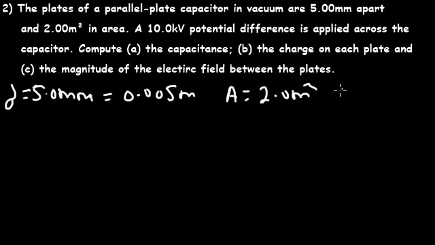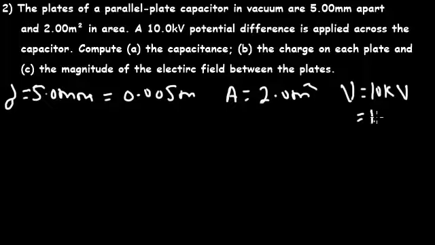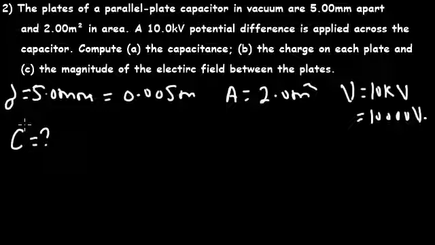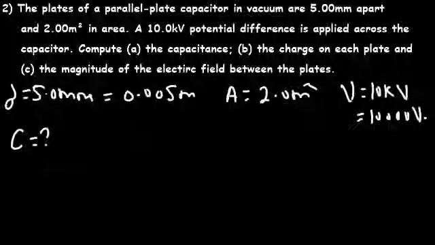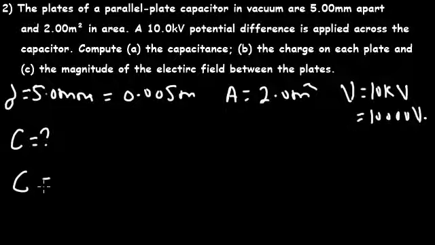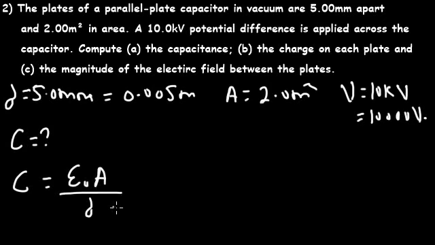2.00, 2.0, the same. We have the potential difference V to be 10 kilovolts. However, we need it in volts. So multiply by 1000 to have it in volts. And that gives us 10,000 volts. Perfect. So we need the capacitance C equals question mark. So which should we use? Since we have no charge, we cannot use C equals Q over V. But we can use C equals epsilon sub naught multiplied by A divided by D, because A and D are actually given. And we know what epsilon sub naught is.